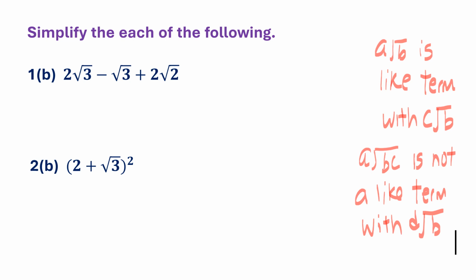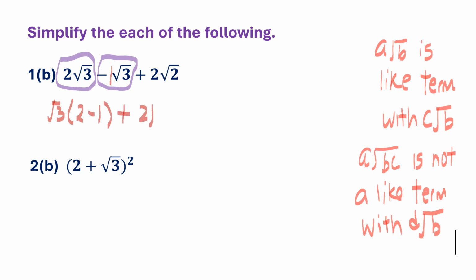All right, so having explained that, you would have observed that this guy here is a like term with this guy. It's just nice. Just placed so nicely for you. Right, so that is 2 square root 3 minus 1 square root 3. Okay, 1 square root 3. If you want, you can just factorize your square root 3 out. And of course, 2 square root 2 is not a like term with square root 3. So we'll just leave it alone. And then 2 minus 1 will just give you 1. 1 times square root 3 will be just square root 3.